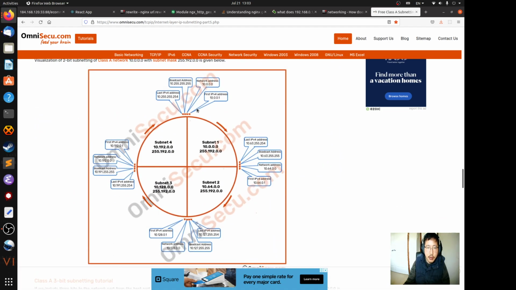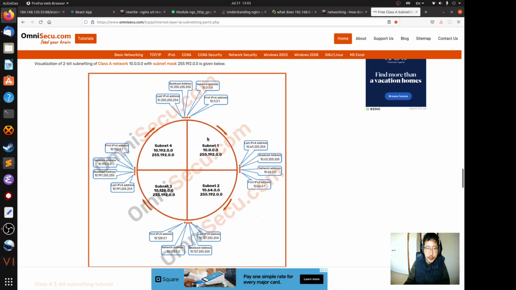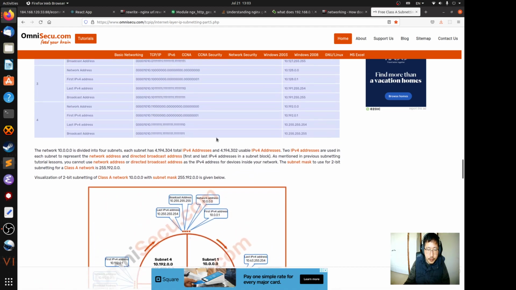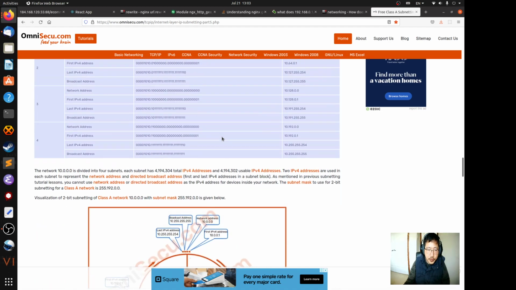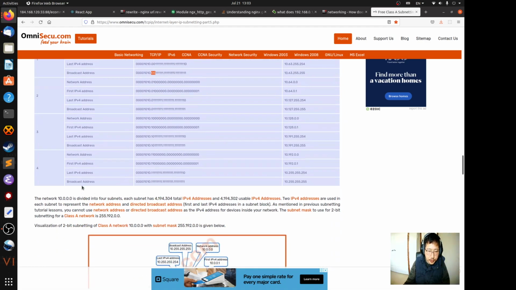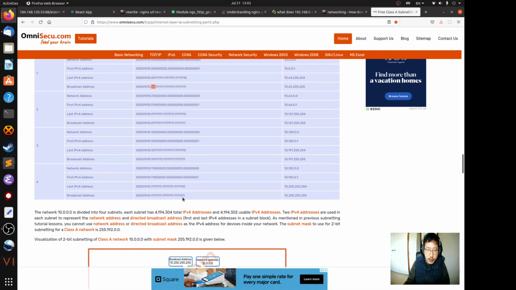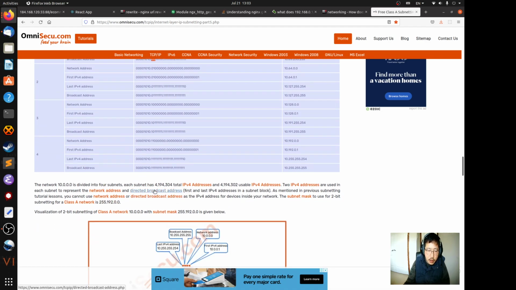So this is the diagram. Well, let me go through this one. It says this network 10.0.0.0 is divided into 4 subnets, as we've seen. It says each subnet has 4.1 million total addresses. How do we get that?